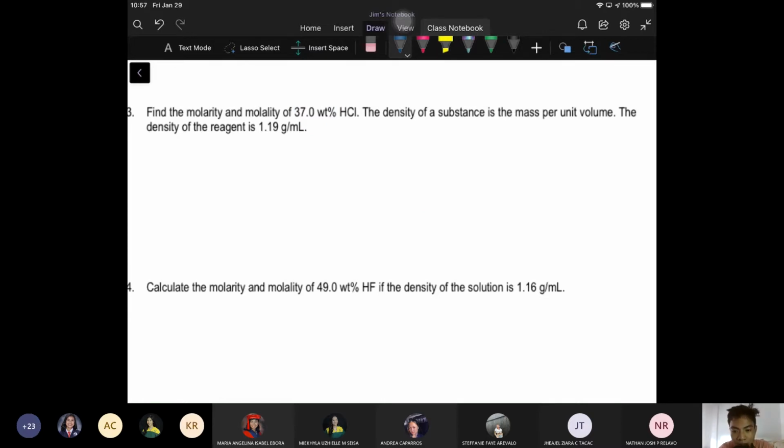So kapag nakakita kayo ng percent weight, always assume that you have 100 gram solution. Always assume na 100 grams ang solution mo. Pwede po bang ibang number? Pwede, pero wag nyo na pahirapan sarili nyo. So 100 grams of solution agad-agad. Okay? And we know that the solution is composed of its components, no? The solute and the solvent. Question: if we have 100 grams solution, ilang grams yung HCl?